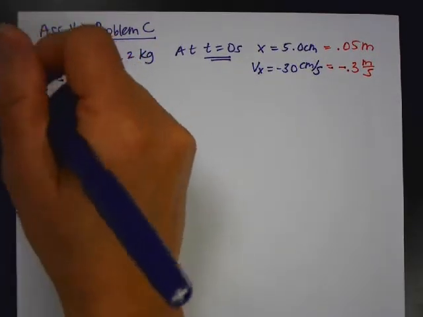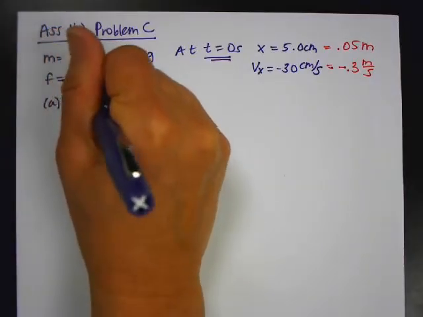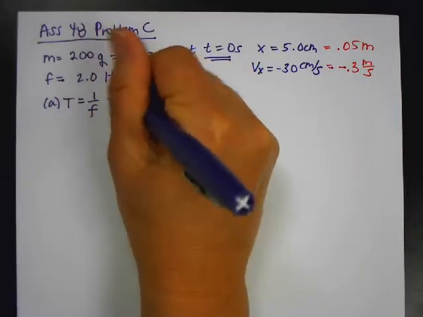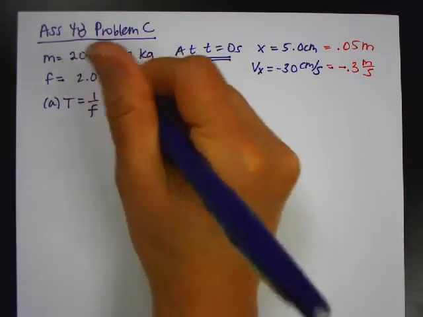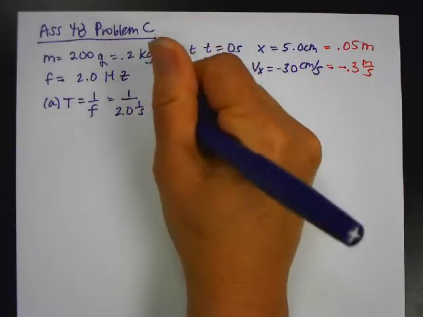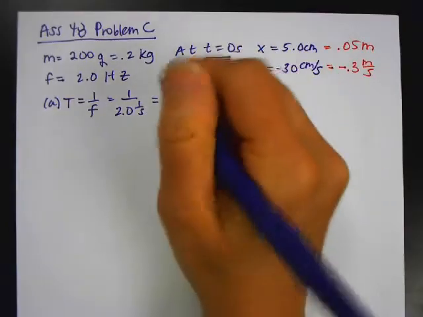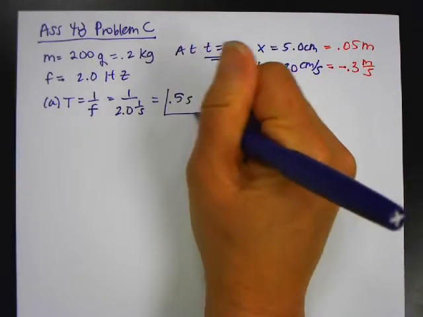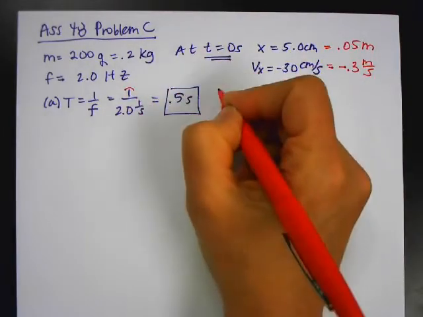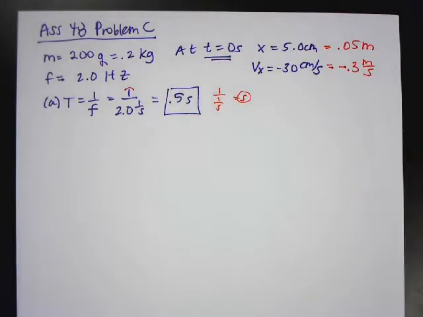So part A says find the period. So the period is T. The period is 1 over the frequency. Because they gave me the frequency, this is simple. So it's 1 over 2. And remember, a hertz is 1 over a second. So 1 divided by 2 is 0.5. And with the units, even though I know period is measured in seconds, remember, if I carry my units through and cancel them, 1 over a second is a second. So I know that's correct.